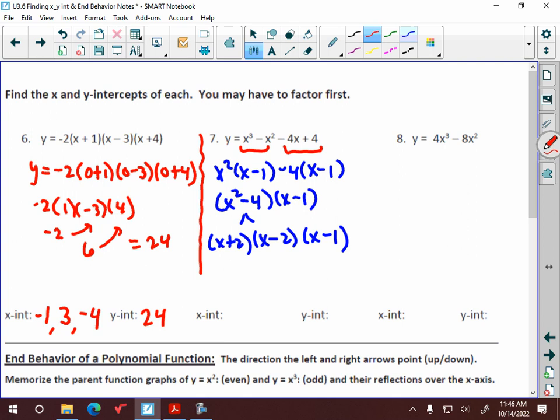So now we can get our x-intercepts. So for x plus 2, we're going to get negative 2. For x minus 2, positive 2. And for x minus 1, positive 1.